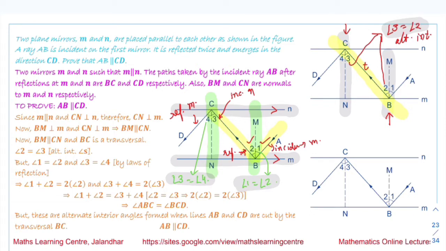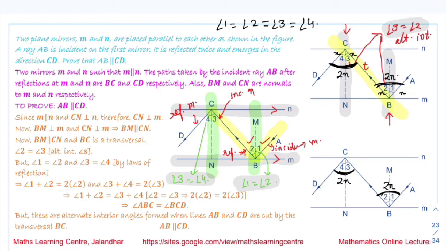So what we get is that angle 1 equals angle 2 equals angle 3 equals angle 4. If I say this angle is x, this is also x, this is x, this is x, so this larger angle is 2x and this larger angle is 2x. So in the third figure, this angle is 2x, and this angle is also 2x.